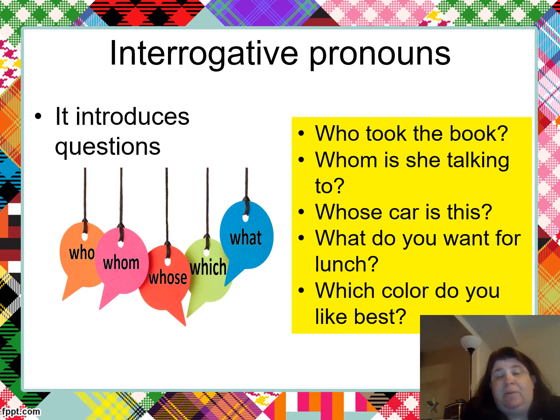So just knowing to pick out those pronouns in your sentence, that's what's important. Now, if you look at the second sentence, whom is she talking to? We see, guess what? 2 pronouns. Could you pick them both out? If you look at the fourth sentence, what do you want for lunch? Guess what? We have 2 pronouns in that sentence. Can you identify them? That's what's important. Which color do you like best? That sentence also has 2 pronouns. One's an interrogative, and the other is personal.